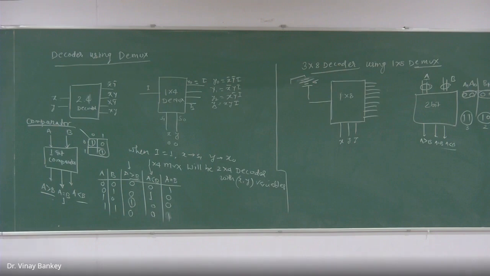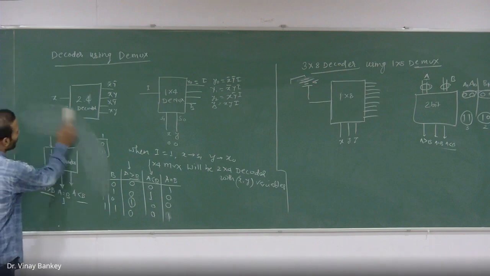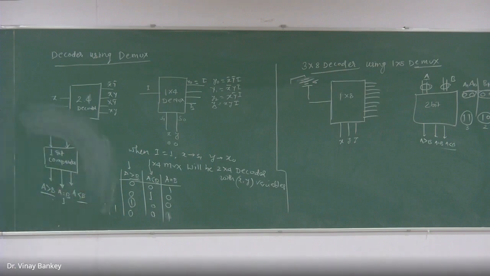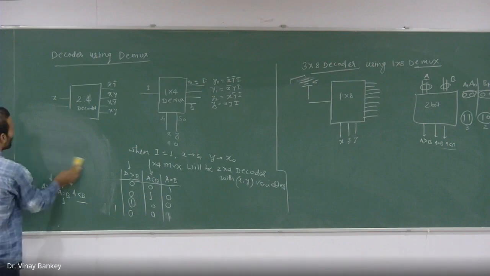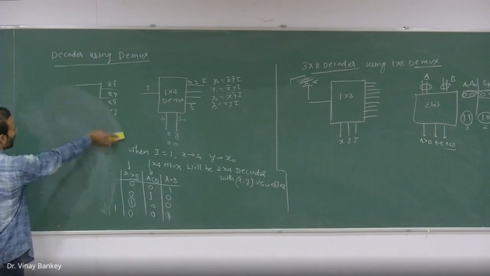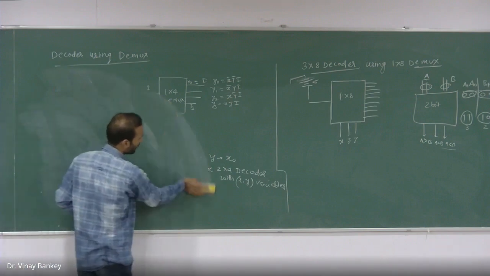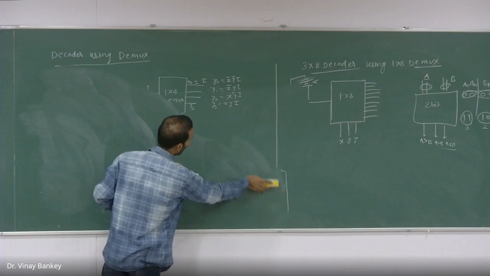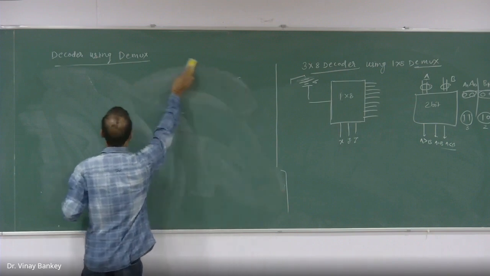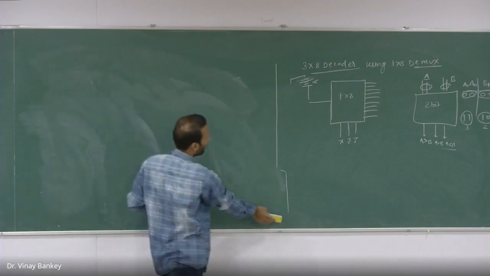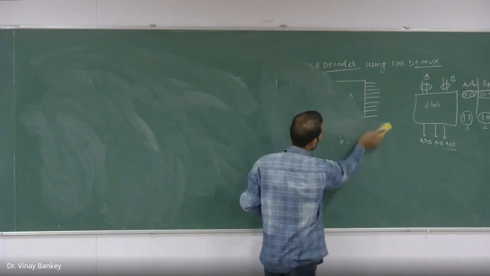Now we'll see the ALU. What is ALU? Arithmetic and logic unit. All modern computers, or you can say the CPU, use an ALU. ALU is a combinational circuit which performs arithmetic operations along with logical operations, as the name suggests, arithmetic and logic unit.